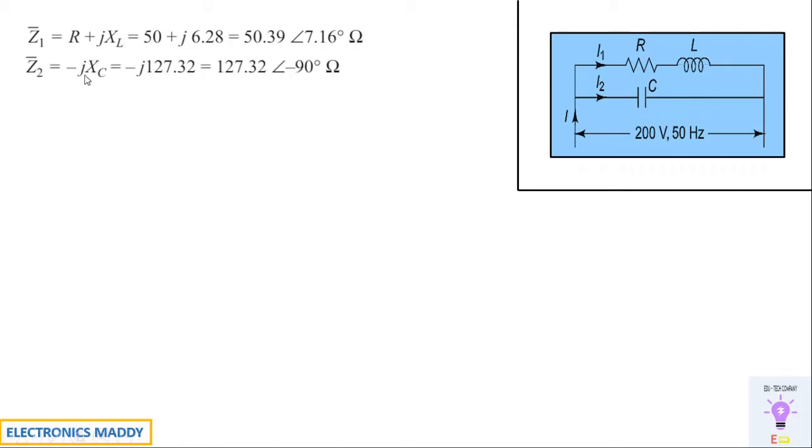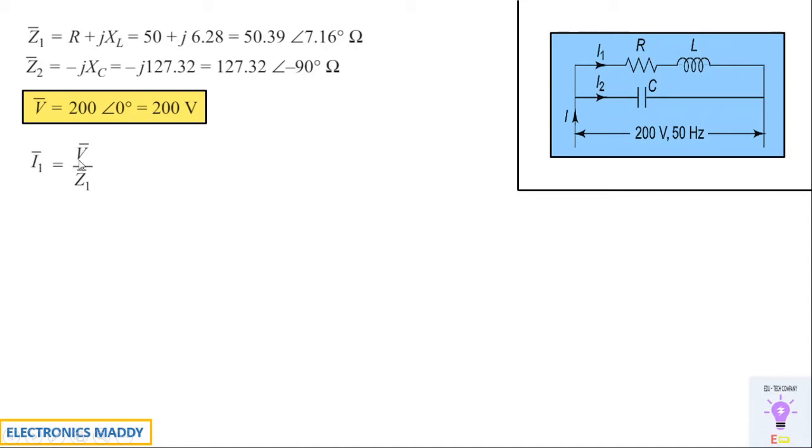Z2 bar is equal to minus j XC bar, that is equal to minus j 127.32. This is in rectangular form, convert it into polar form. So 127.32 at an angle of minus 90 degrees. This is the value of Z2. Once you know the value of Z2, you will be able to find the value of Z. But before that, the supply voltage is 200 at an angle of 0.